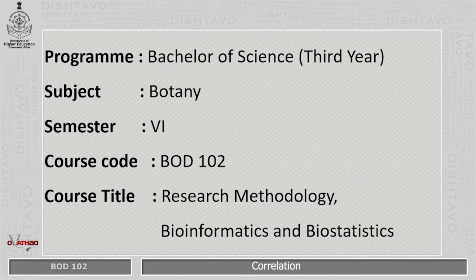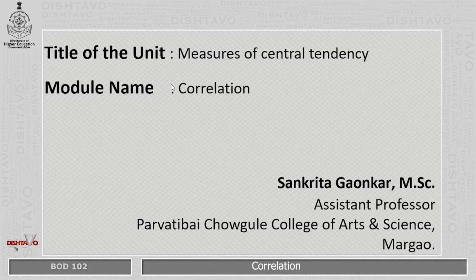So this course is for BSc third year and the subject is Botany, semester 6. Course code is BOD 102. Course title is Research Methodology, Bioinformatics and Biostatistics. Title of the unit is Measures of Central Tendency and the module name is Correlation.